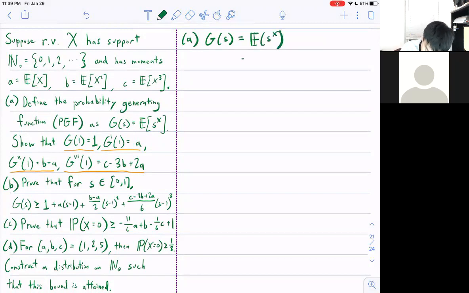So what does this mean? Well, when X equals 0, with the probability that X equals 0, we have s to the 0th power. And with the standard convention that 0 to the 0th power equals 1, this will always equal 1. Then when we add the probability that X equals 1, we get s to the first, and so on.